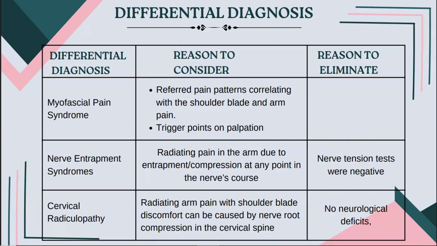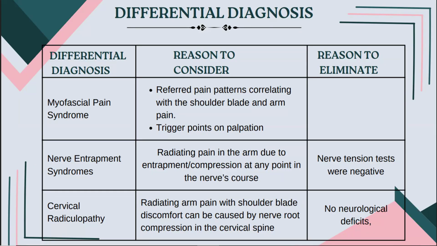Let's move on to the differential diagnosis. First one is myofascial pain syndrome. Why we consider this diagnosis? Because of referred pain patterns correlating with the shoulder blade and arm pain and trigger points on palpation. No reason was there to eliminate this condition.